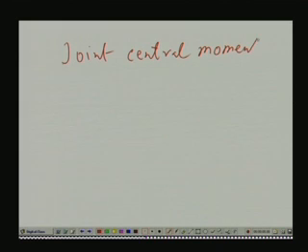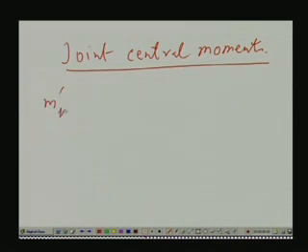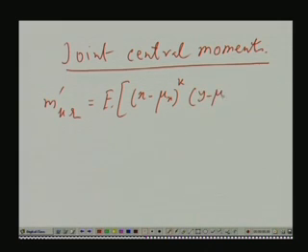Similarly, you can have joint central moments. Here you can call it M prime kr. It is actually expected value of, so earlier it was x, now it is not x but x minus its mean mu x raised to the power k, y minus its mean mu y raised to the power r, or equivalently.